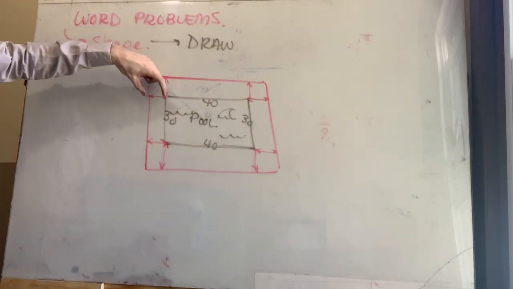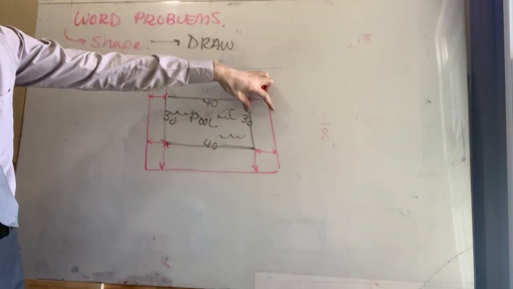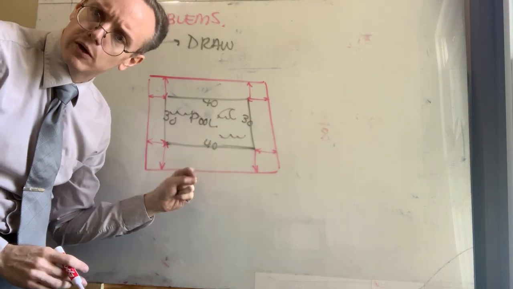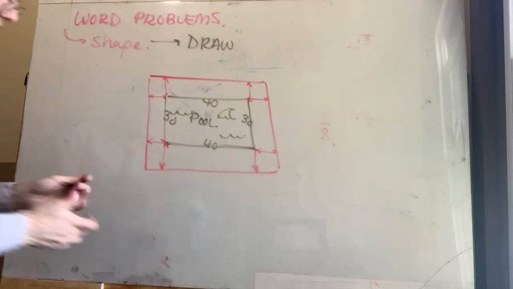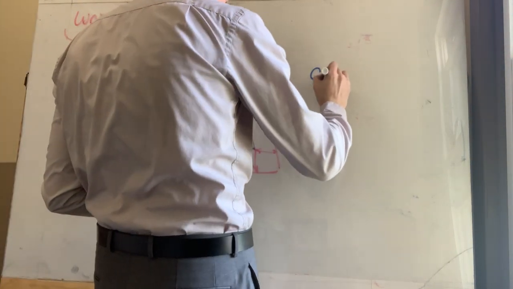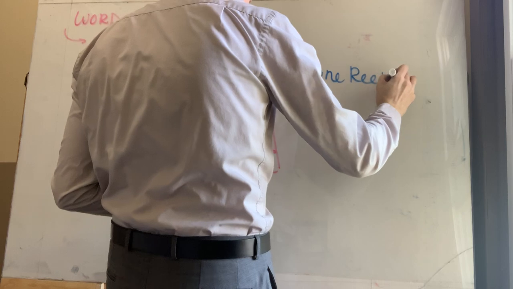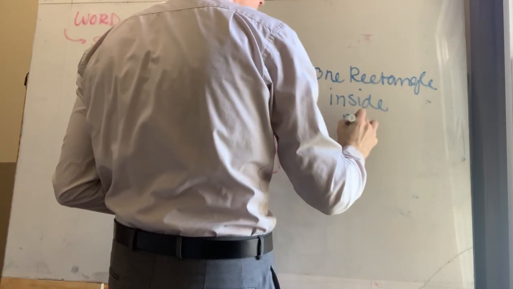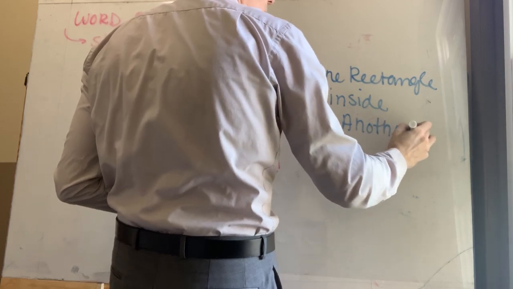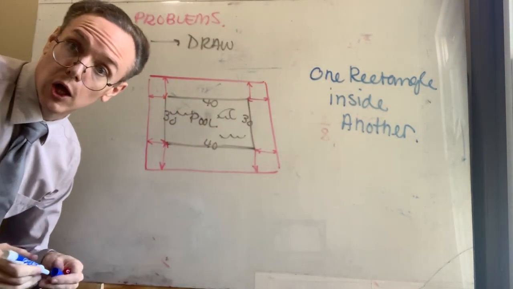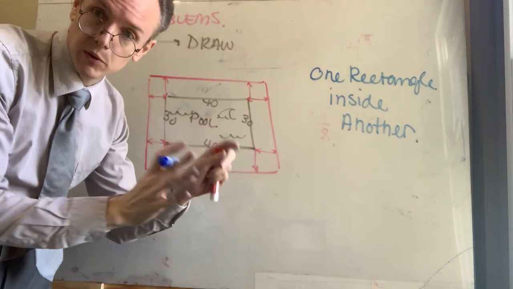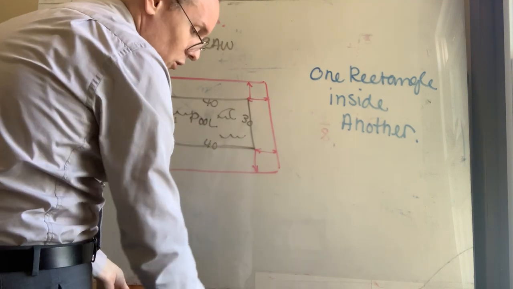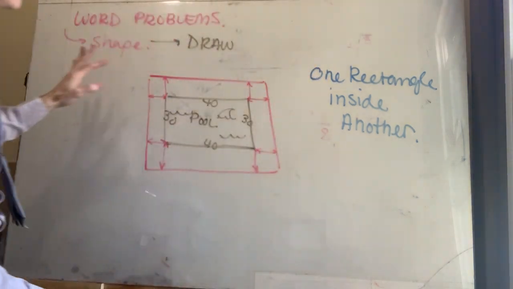You get the idea. The thickness, if you will, of this patio is going to be uniform all the way around it. Now what you might realize is that basically it's one rectangle inside another. And when you recognize that, that will help you start to build a skeleton and then flesh it out.